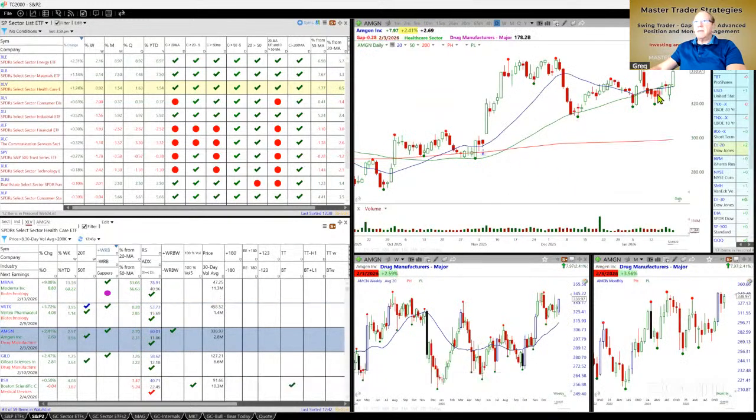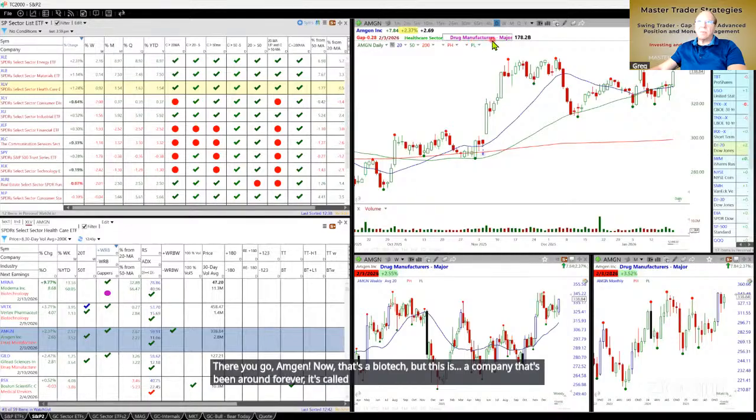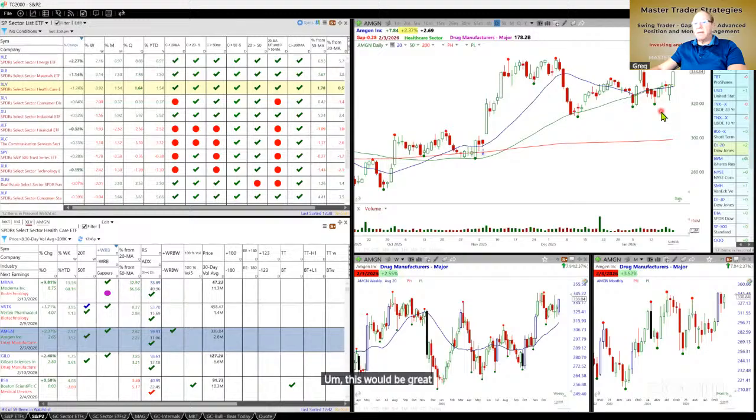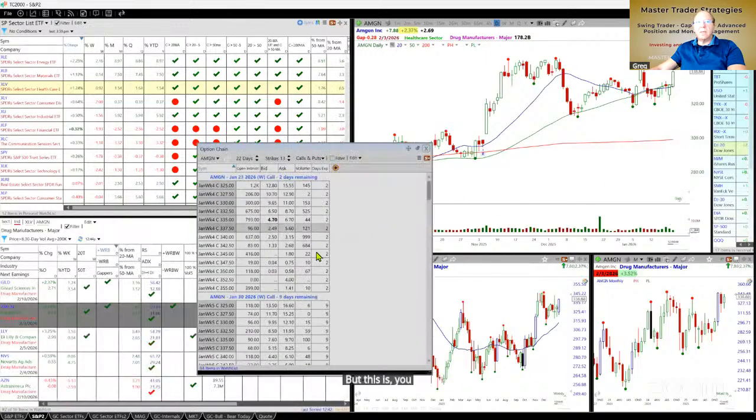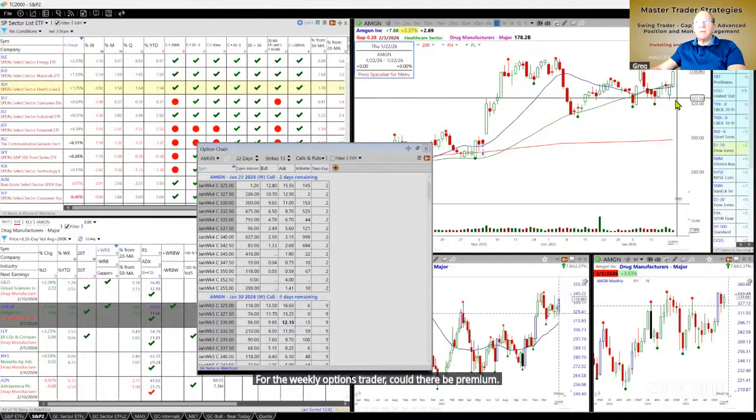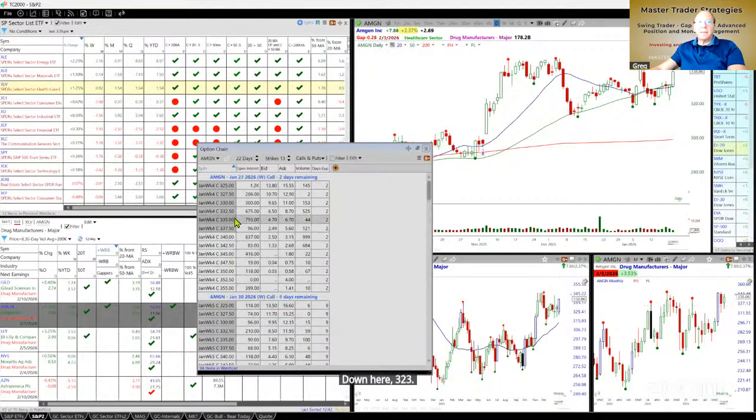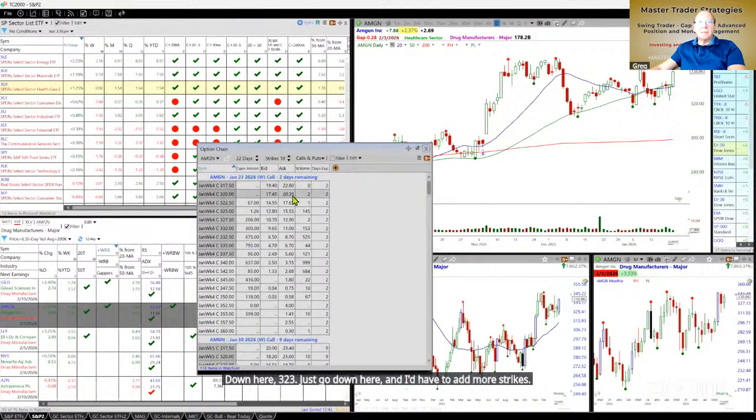There you go, Amgen. Now that's a biotech, but this is a company that's been around forever. It's called a drug manufacturer, but I know it as a biotech. This would be great for a credit spread if there was premium. I don't know, but it's easy enough to look. But when we look at this for the weekly options trader, could there be premium down here at 323? Just go down here and I'd have to add more strikes. These are calls, but we want puts, so we just go and look at the puts.